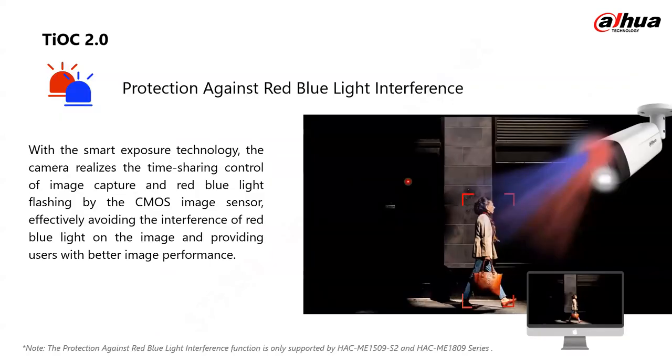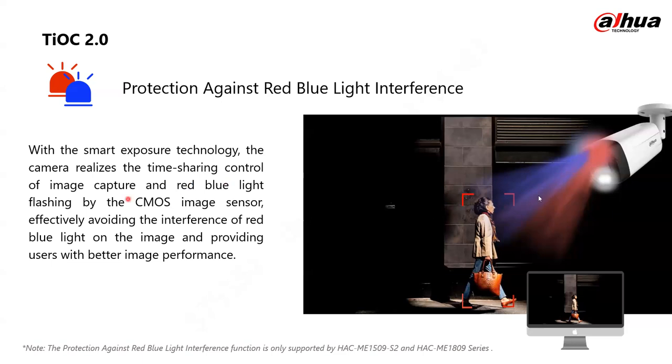Now we have protection against red blue light interference. Normally when the intruder gets into the intrusion area, the camera fends off the intruder by producing those red and blue lights at the same time with those alarm prompts. But on a display screen, you're not going to see those red and blue lights, simply because of this time sharing control of image capture and the red and blue light flashing.